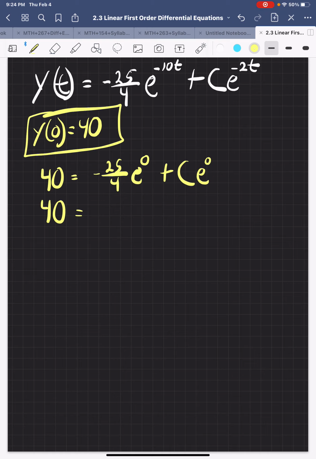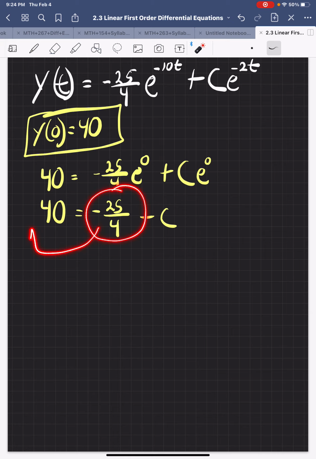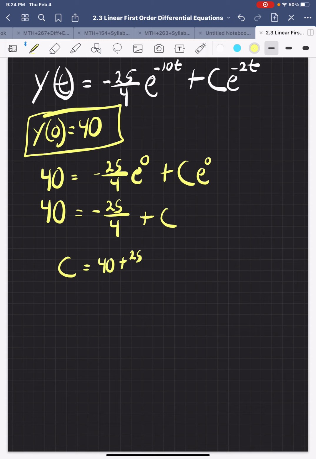Now notice that of course e to the 0 is just 1, right? Anything to the power of 0 is 1. So plus c. All right. Last thing to do, obviously, is to solve for c. So let's just bring this to the other side of the equation. So c is going to be equal to 40 plus 25 over 4. In other words, c is equal to 185 over 4.